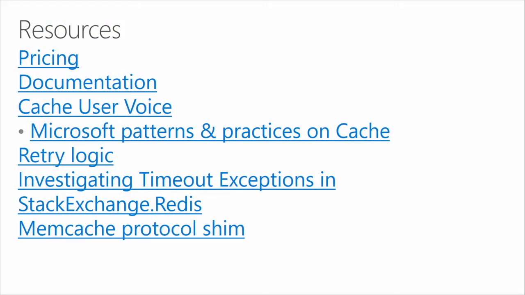These are some resources that I'm going to leave the slide up. There is the pricing structure. There are the documentation pages with tons of docs on how Redis Cache works in Azure. All the samples that I showed you are available in these docs as well. There's a user voice site where you can give us feedback on features that you want. There's a patterns and practices guide that Microsoft has published on best patterns for using cache, and what your retry policies should be. So I do recommend checking that out.